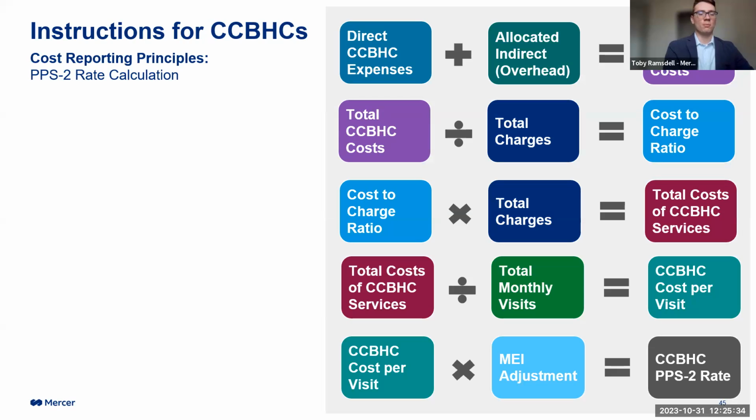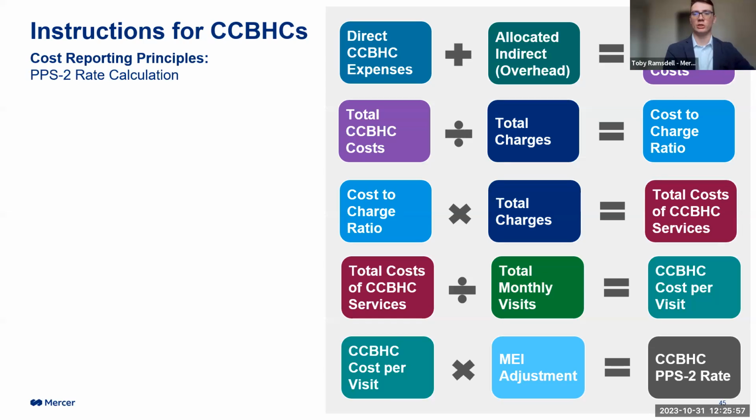So for cost report principles for the rate calculation for PPS2, again, note that it's direct CCBHC costs as we've shown, plus allocated indirect based on the indirect cost methodology chosen, equals total allowable CCBHC costs. Divided by total charges, that gives you the cost to charge ratio.